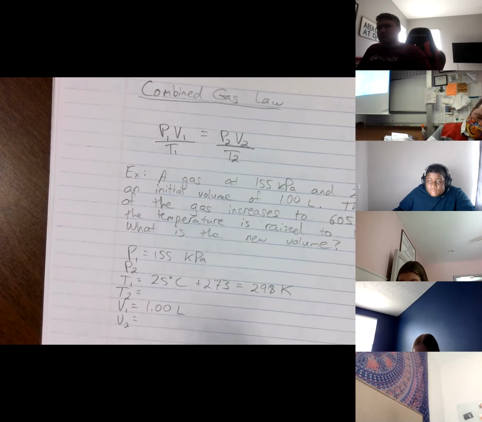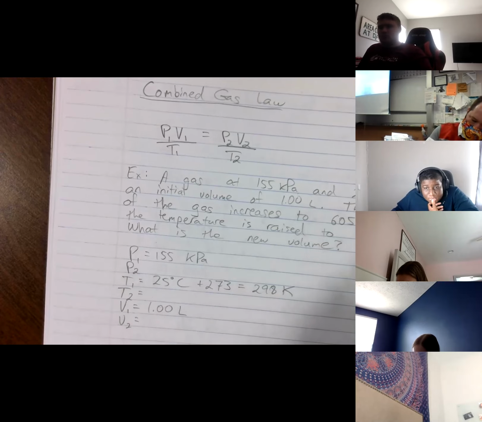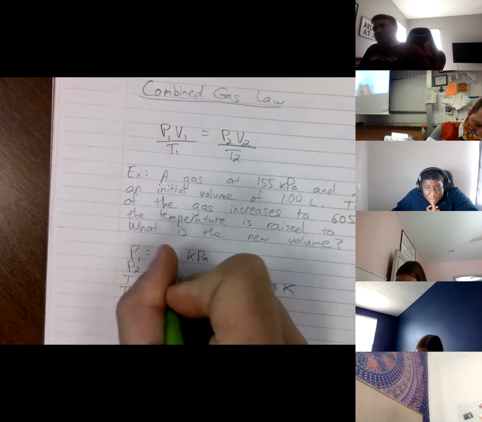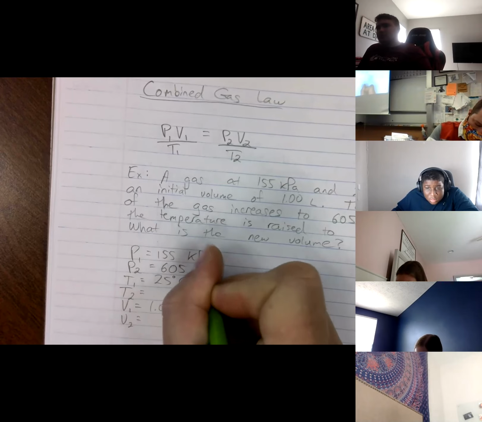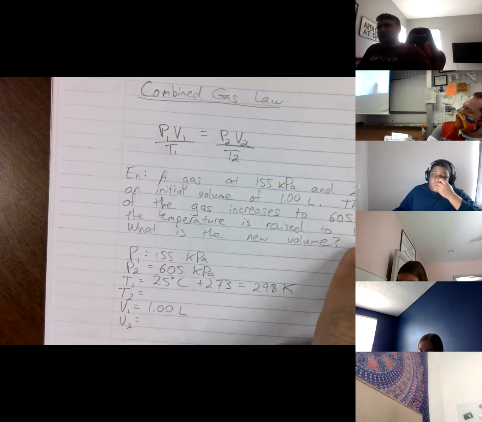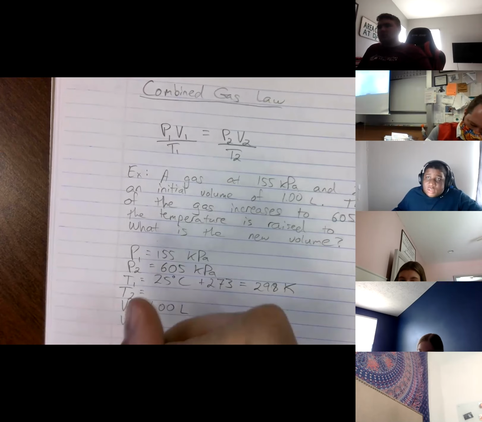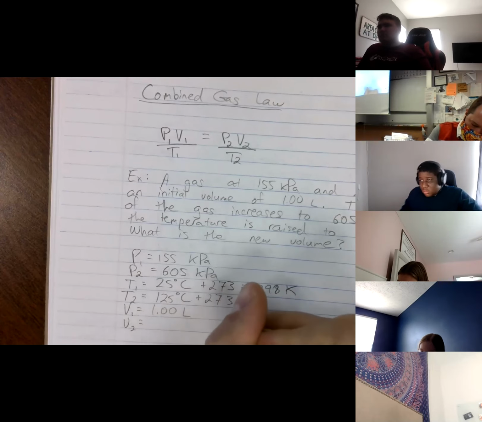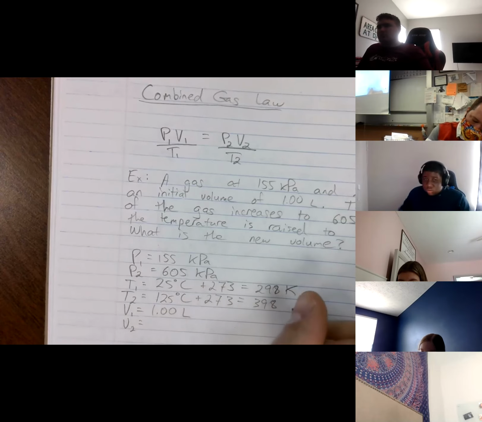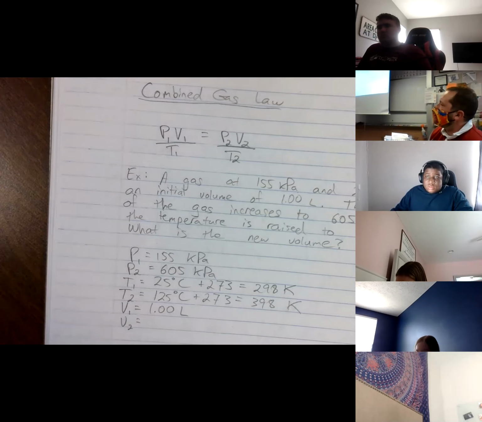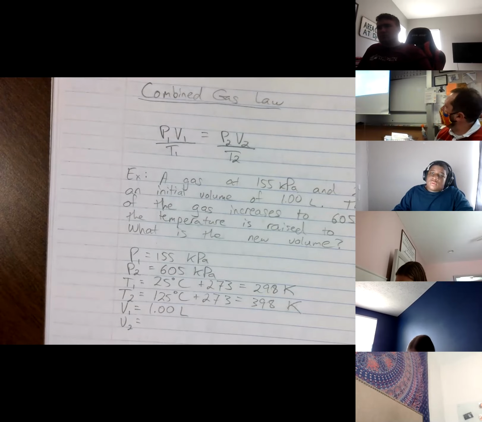All right, I'm going to go back in. I'm going to find my second pressure. Let's see, the pressure of the gas increases to 605. Okay, so there's my second pressure. And the temperature raises to 125 Celsius. And we cannot work with Celsius, so we must convert it to Kelvin. To do that, just add 273, pretty simple.